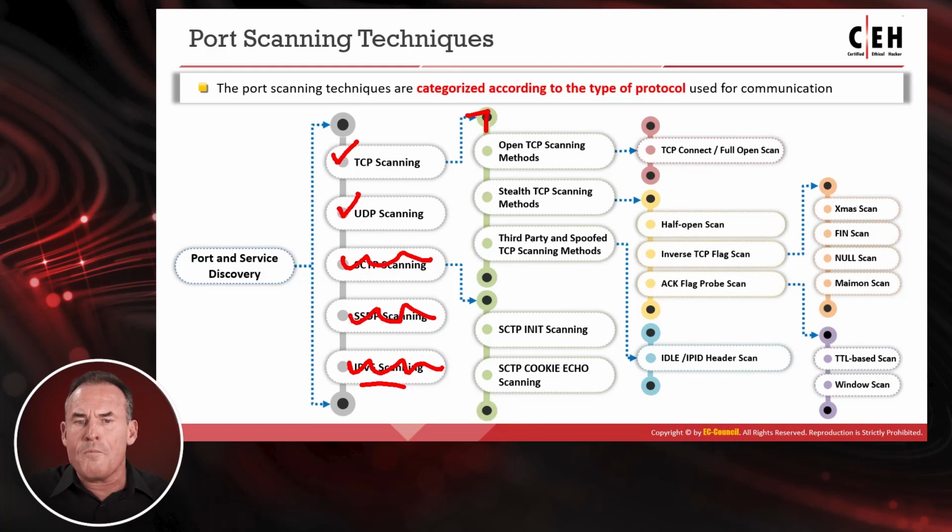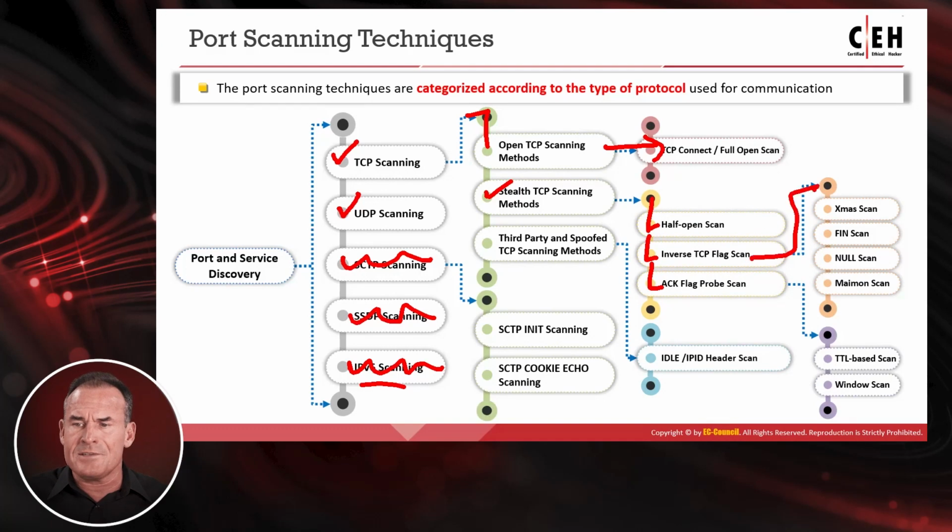TCP, you have open TCP scanning methods like the TCP connect or full open. Now, I can run that as a non-root user or non-administrator, typically on any operating system. Anything that involves a modification of the normal connection handshake will require root privilege. For example, stealth or other types of inverse scans. Stealth TCP, where you're manipulating the handshake, not doing the full three-way dialogue, is going to require root privilege or administrator system access. That falls into a half-open scan, inverse scans, or ACK flag probe scans.